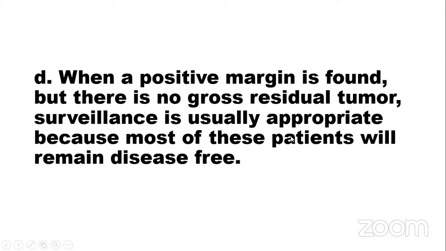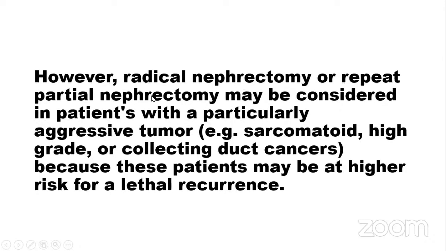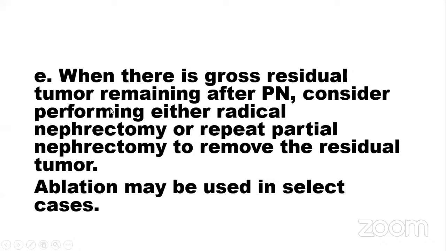Okay, because most of these patients will remain disease-free. However, a radical nephrectomy or repeat partial nephrectomy may be considered in patients with particularly aggressive tumors, sarcomatoid, high-grade, or collecting duct tumor. That's because this patient may have a high risk of lethal recurrence. When there is gross residual tumor remaining after partial nephrectomy, consider performing either radical nephrectomy or repeat partial nephrectomy to remove the residual tumor. Ablation may be used in select cases.